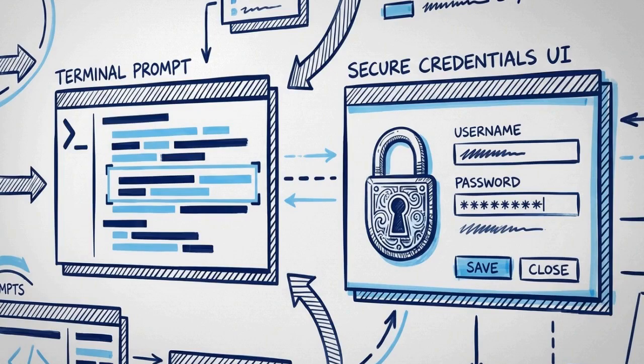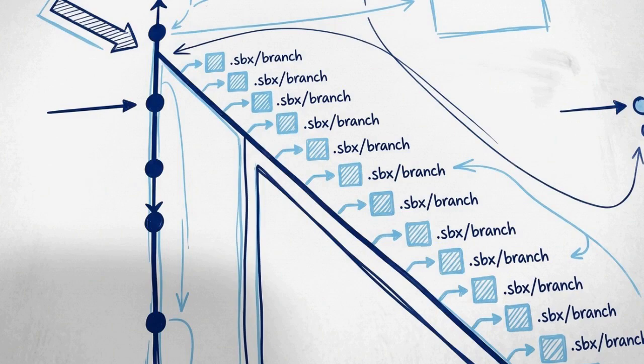In this guide, we will walk through the setup, routing API keys through a secure proxy, and use branch mode to keep the agent's code edits isolated from your main repository.